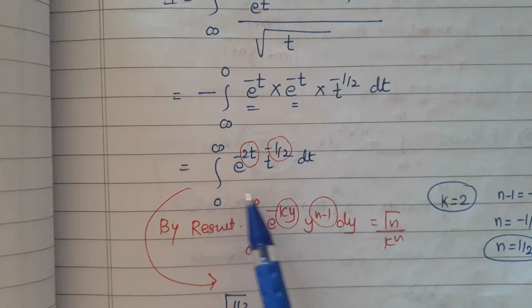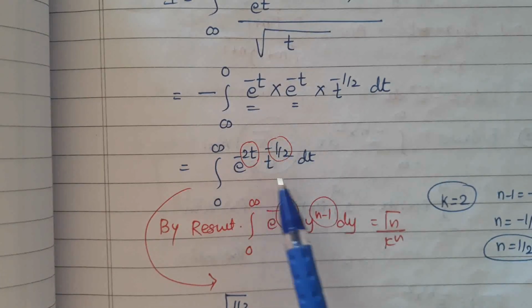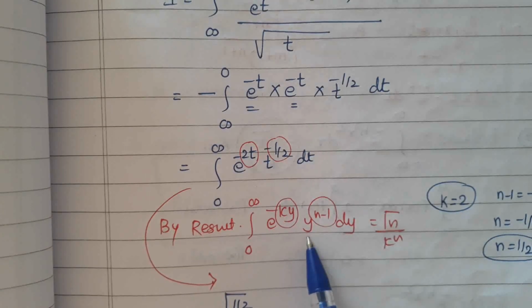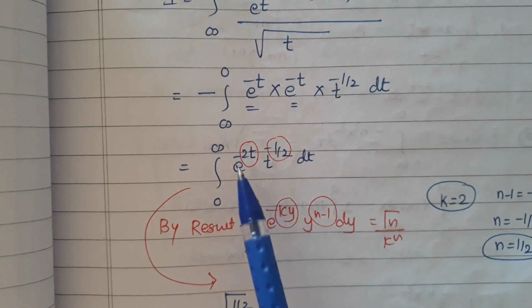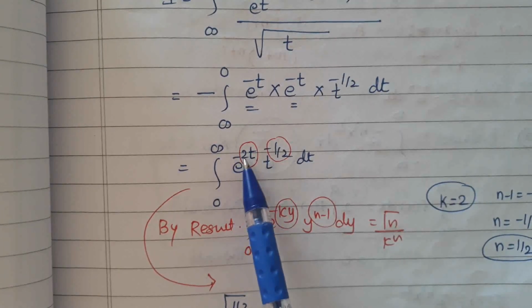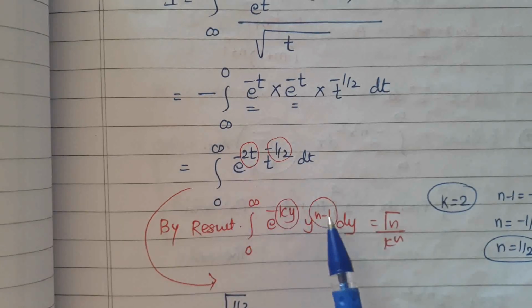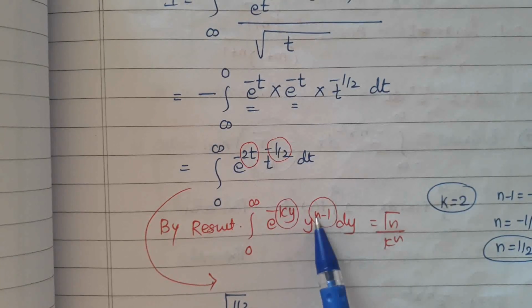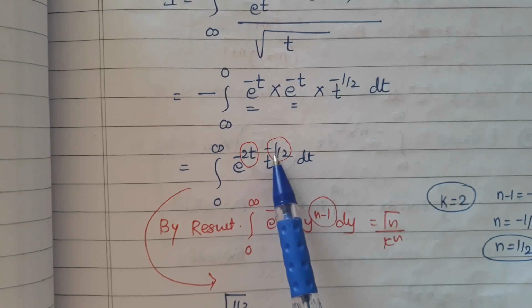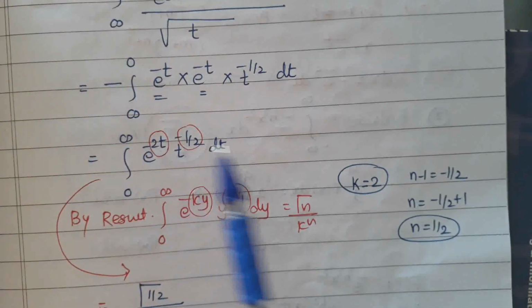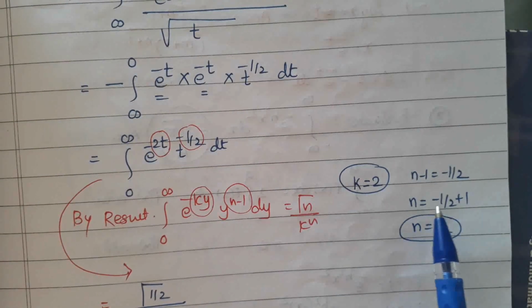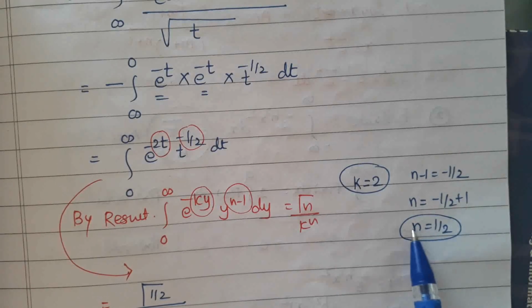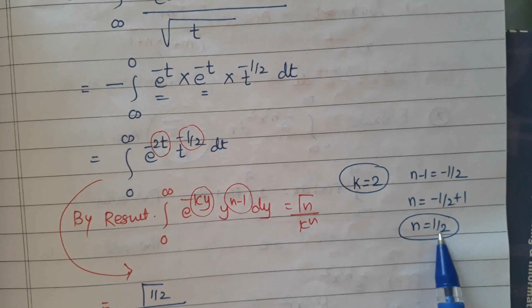Use the transformation of the gamma function. Compare with this transformation, find the value of n and k. Value of k is equal to 2. Value of n: by comparing, the power n minus 1 is equal to minus 1 by 2, so n is equal to minus 1 by 2 plus 1, n is equal to 1 by 2.